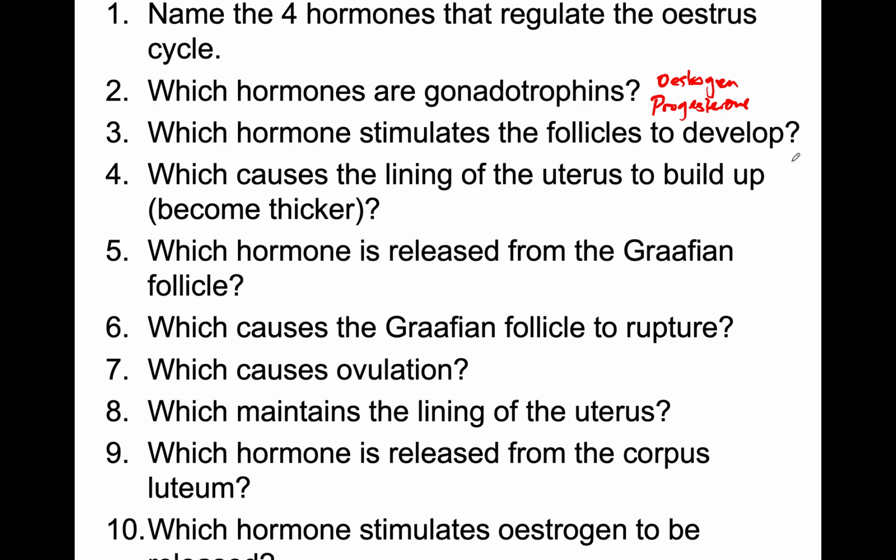Which hormone stimulates the follicles to develop? Follicle stimulating hormone. Which causes the lining of the uterus to build up, become thicker? Estrogen. Which hormone is released from the Graafian follicle? Estrogen again. Which causes the Graafian follicle to rupture? Luteinizing hormone. Causes ovulation, again, luteinizing hormone. Maintains the thickness of the uterus, is progesterone. Released from the corpus luteum, progesterone again. Which hormone stimulates the estrogen to be produced, perhaps? Might be FSH.